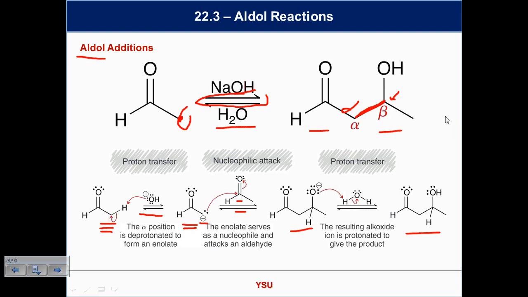The geography and the names of these things will be very simple if you understand that language, but it can be messy if you don't. At the alpha carbon here, nothing. At the beta carbon, hydroxy: beta-hydroxyaldehyde. Now, depending upon the conditions, that will stay or it will go someplace else. We're working up to that.